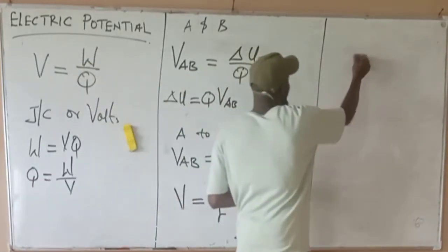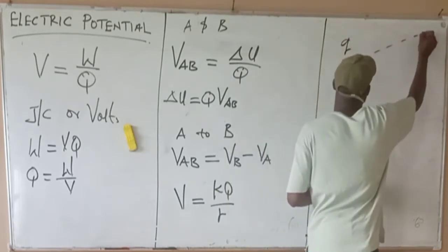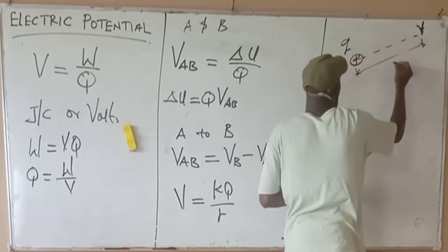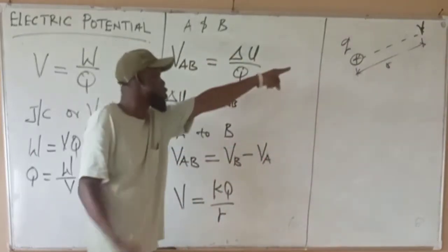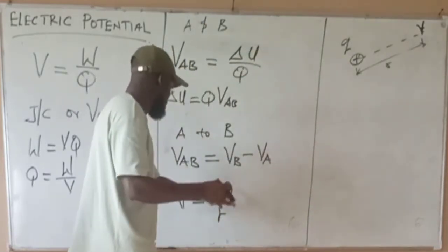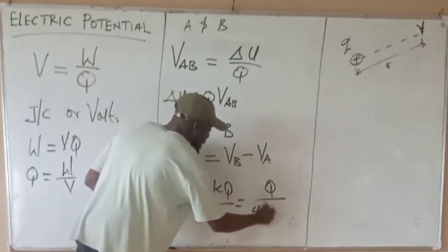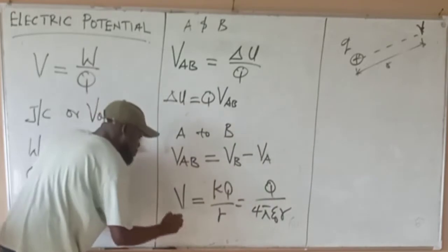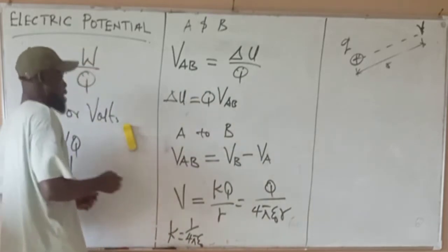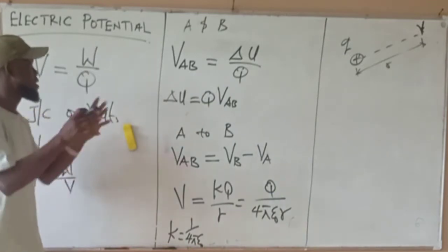Let's say we have a point charge Q, whether positive or negative. What will be the potential at point P, what will be V at this point? The distance between that point and the charge is R. So the electric potential due to a single charge is V equals KQ over R. That is how to calculate it, or Q over 4 pi epsilon-naught R. Why? Because K is 1 over 4 pi epsilon-naught, where epsilon-naught is the permittivity of free space.